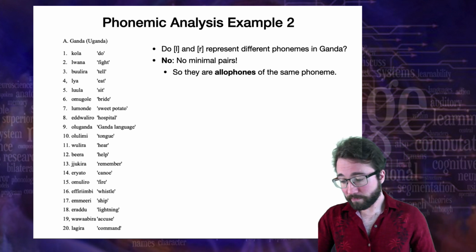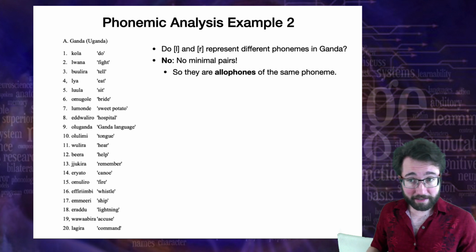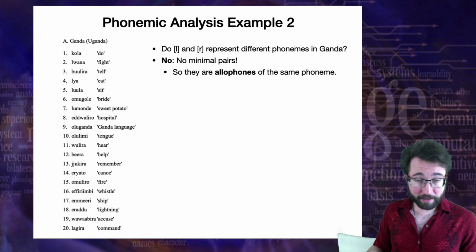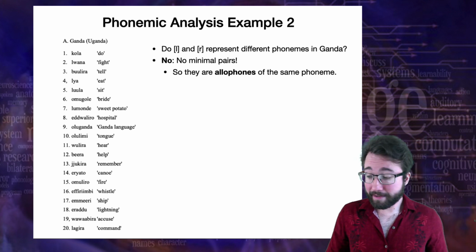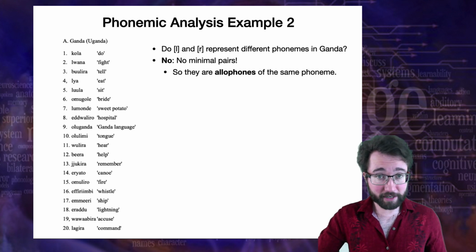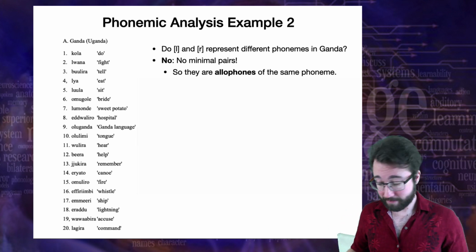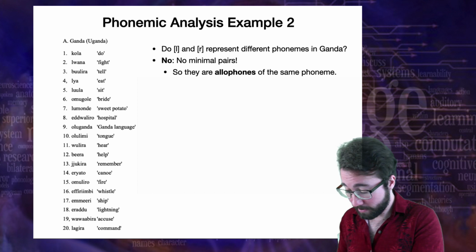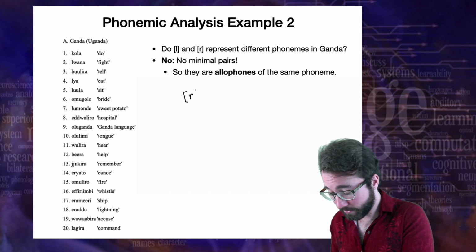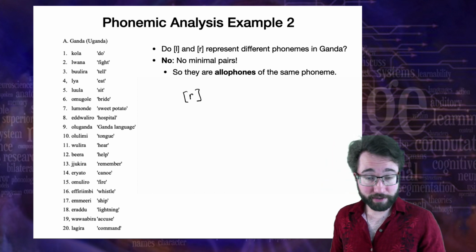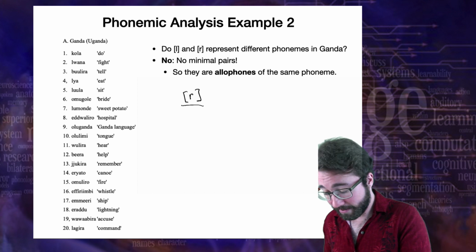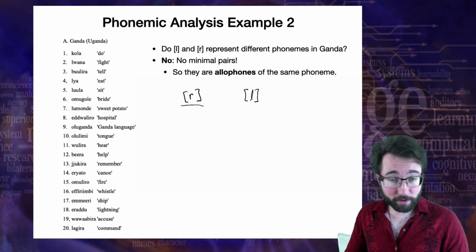All right, so to do the phonemic analysis for the R and the L here, the first step is to list the phonetic environments for the different sounds. So let's see. We have the alveolar trill, and we have the voiced alveolar lateral approximant.